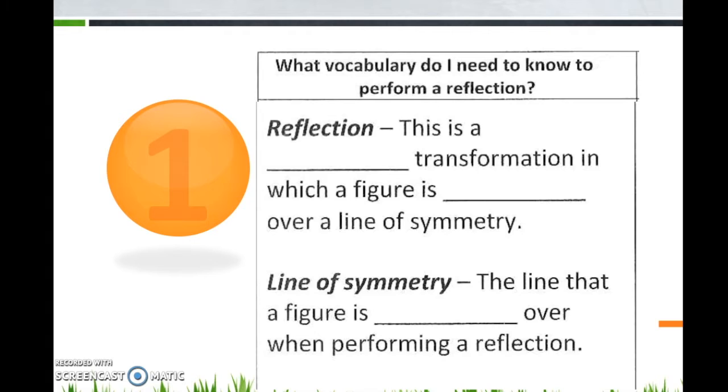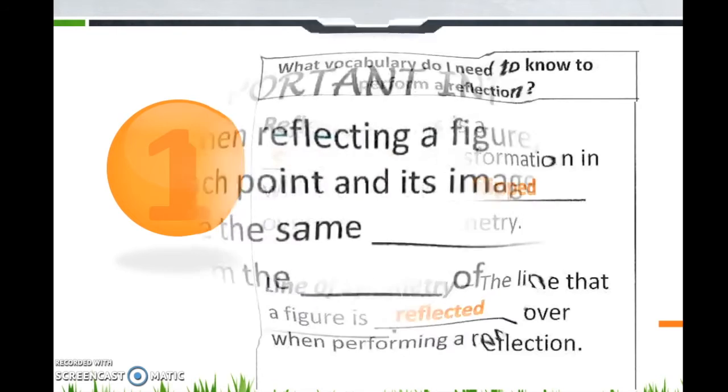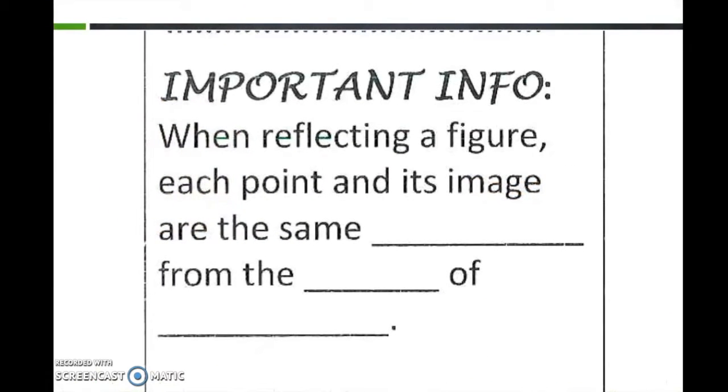What vocabulary do I need to know? What is reflection? This is a congruence transformation in which a figure is flipped over a line of symmetry. Line of symmetry: the line that a figure is reflected over when performing a reflection. We also call it a mirror image. Important information: when reflecting a figure, each point and its image are the same distance from the line of symmetry.